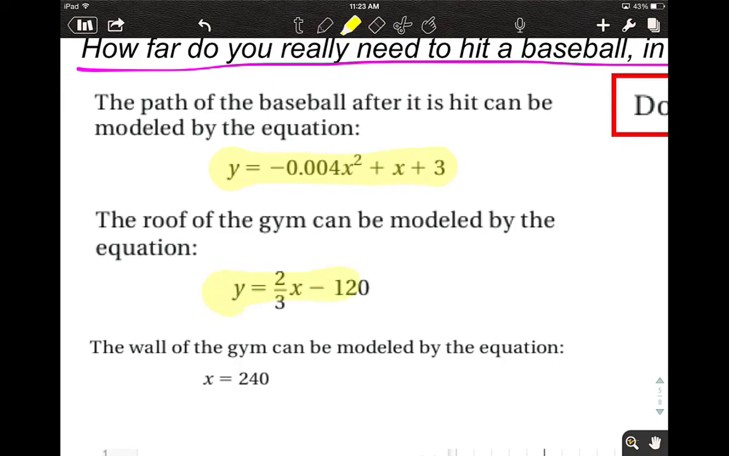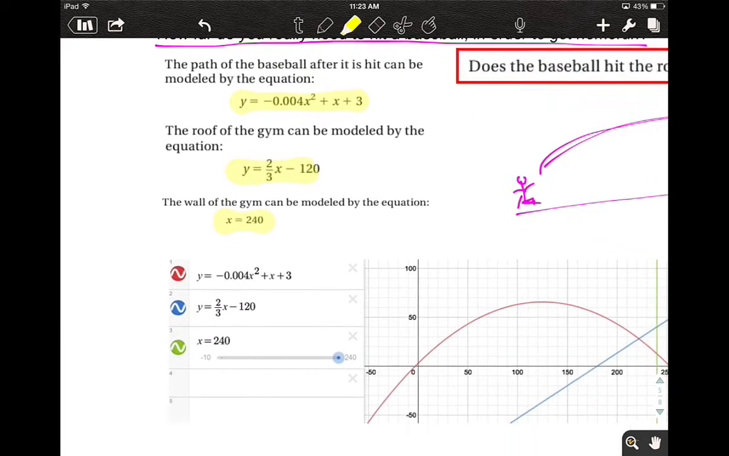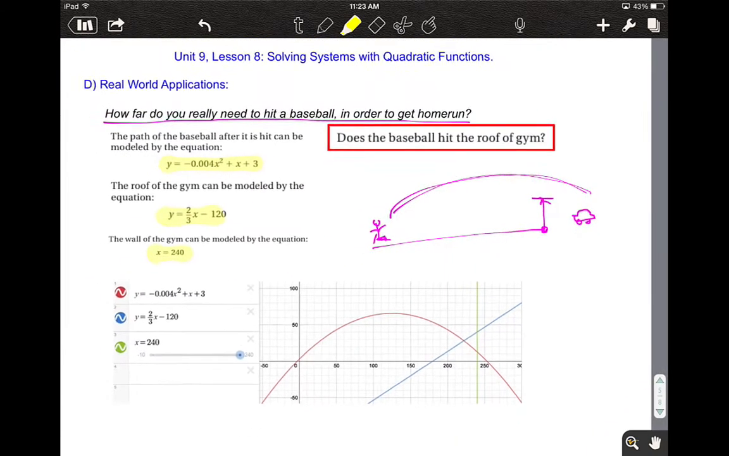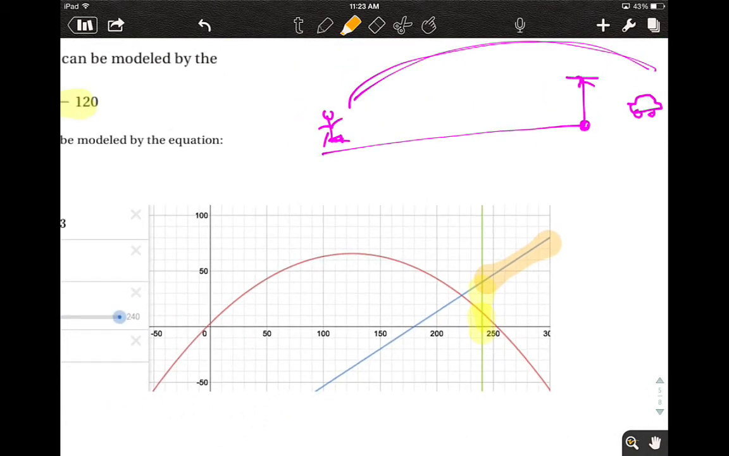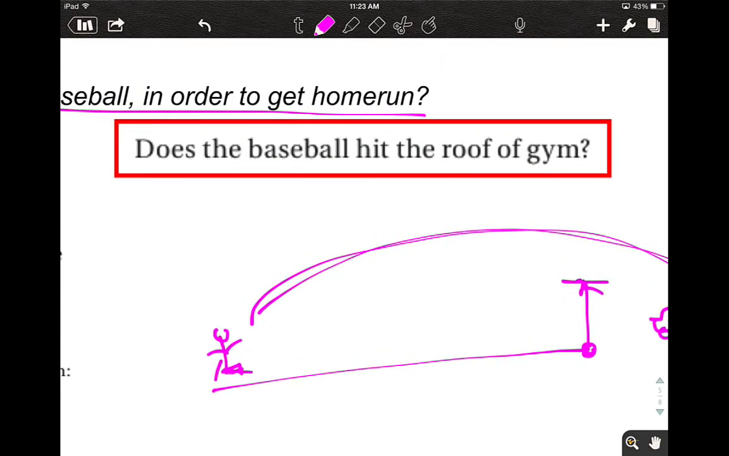Okay, I also have the roof of the gym, and I also have this wall of the gym. So my situation is a little bit even more complex than this one. I have a wall that goes straight up and down, and I have a roof that kind of goes at this angle, and I need to hit my baseball all the way over this roof here. So what's really happening? Well, the question that is posed is this one here in red. Does the baseball hit the roof or does it get a home run?